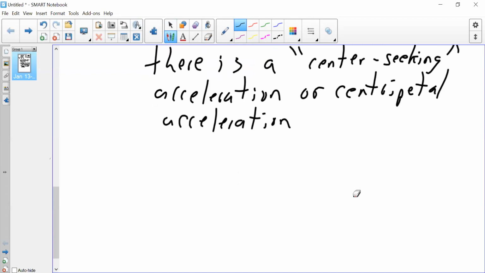Acceleration. Very good question, because people get that misconstrued.